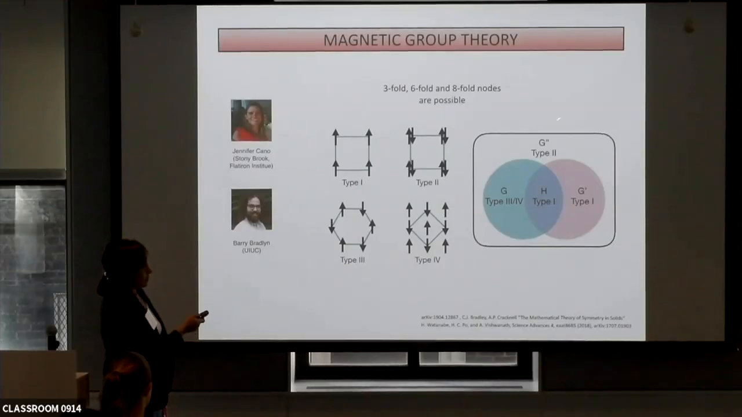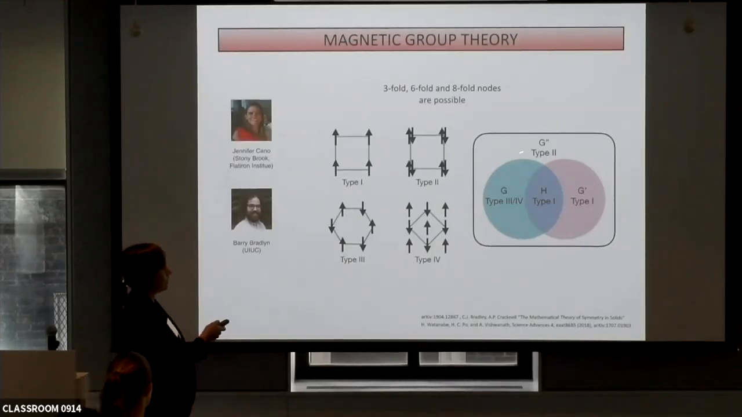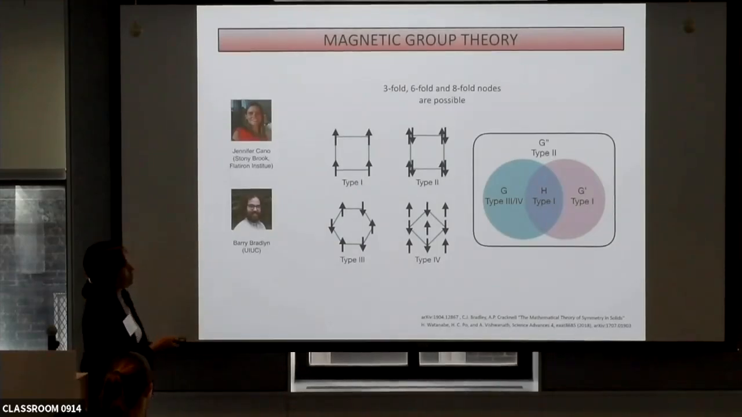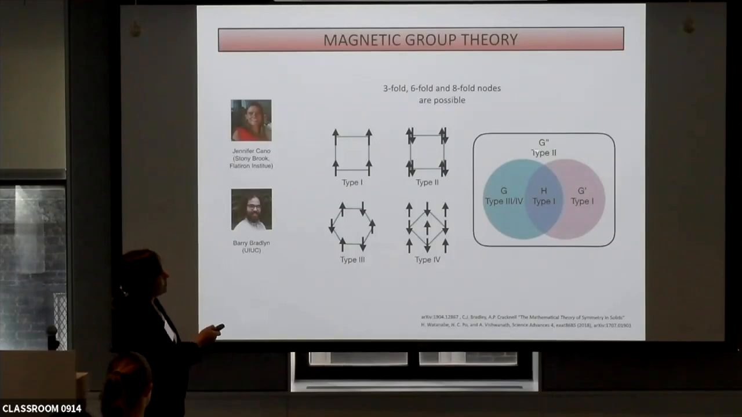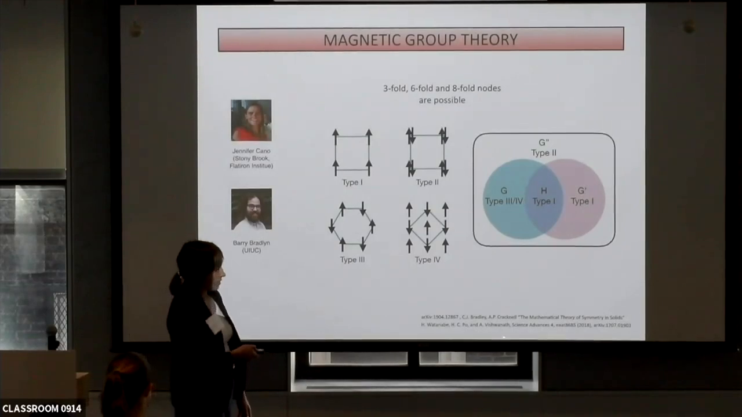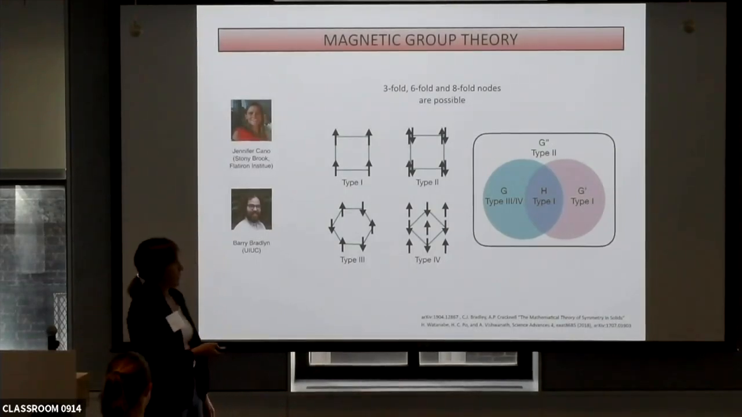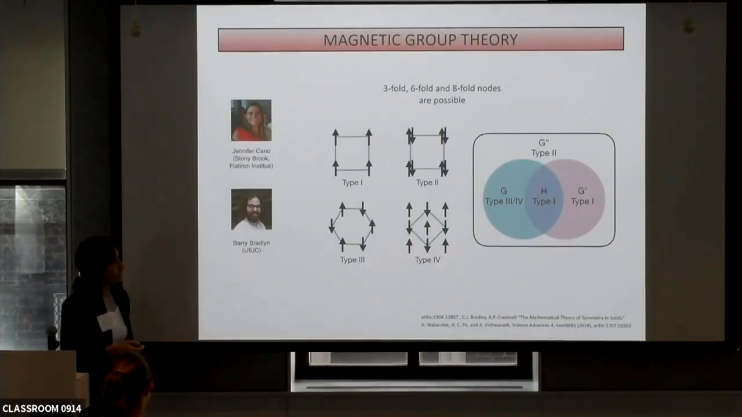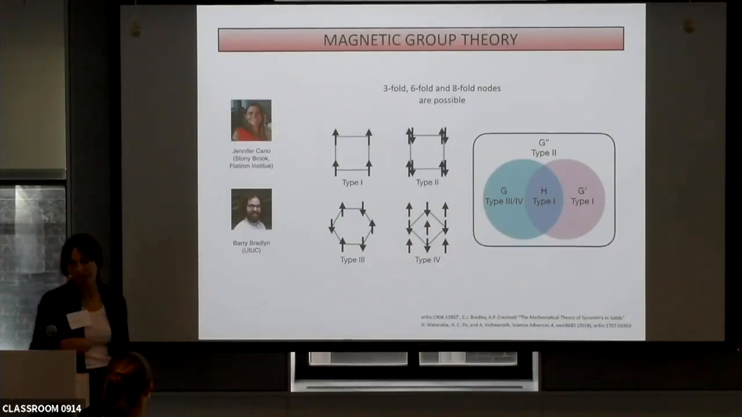Type 2 are the non-magnetic ones. For type 3, we see that type 3 and type 1 share the same unit cell, so we can find the high dimensional irreps of G prime in G. And for type 4, it's more tricky technically.